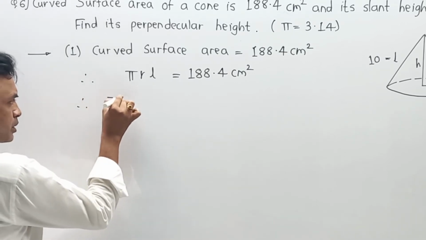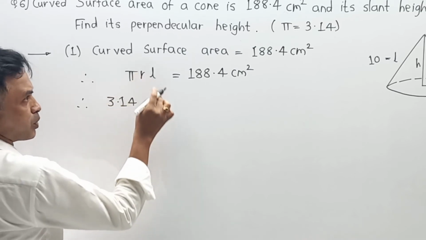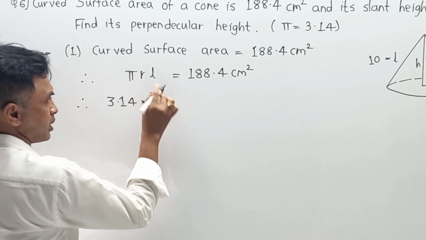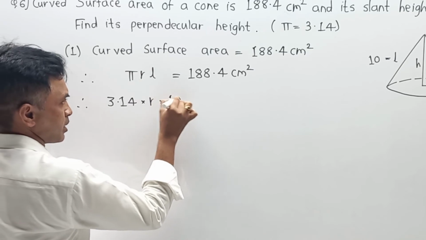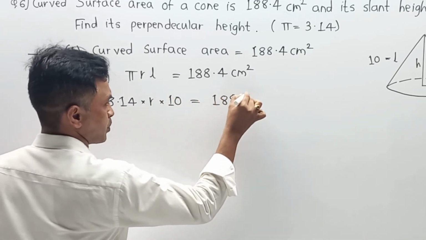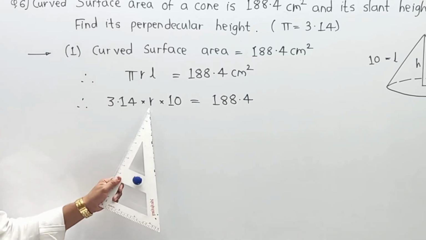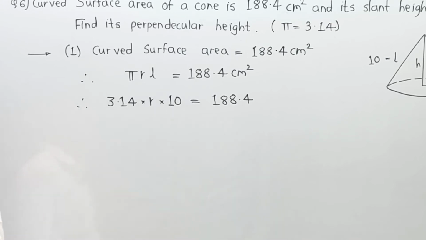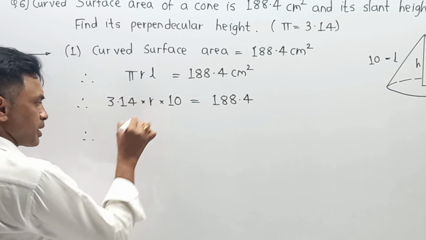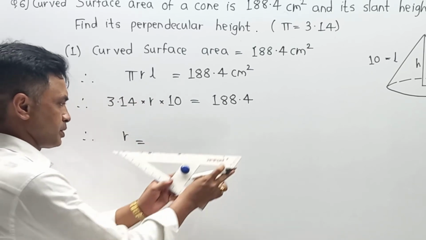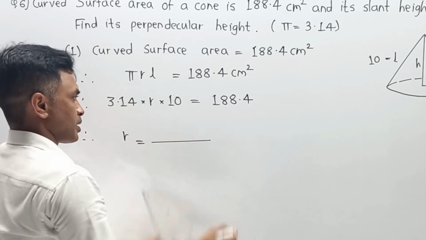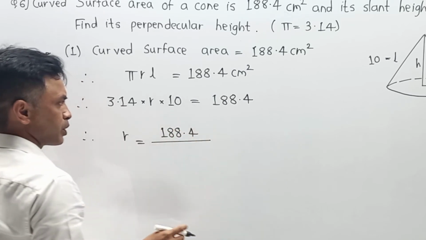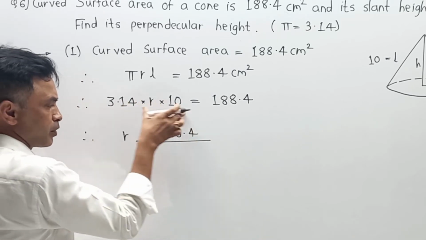So substituting, 3.14 into R. Radius is also not given to us. So R into L. Value of L they have given as 10, is equal to 188.4. Now no doubt we are supposed to calculate the R. This 3.14 which is multiplied and 10 which is multiplied, shift to that side as divide by. So this part becomes R is equal to 188.4 divided by 3.14 into 10.